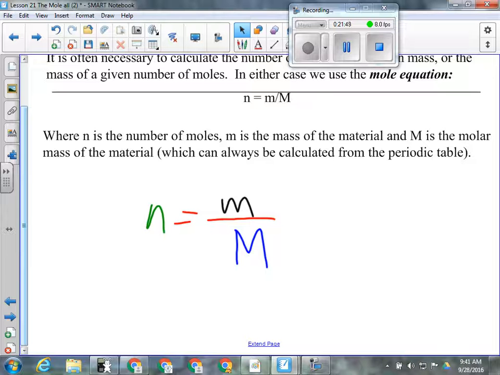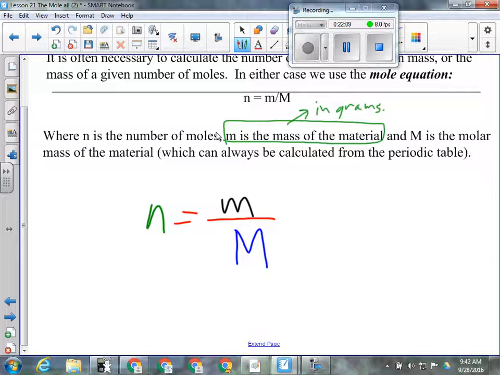So n is the number of moles. Little m is the mass, always in grams. That's the key thing here. It's very rare that you would get that given to you in kilograms. The mass of the material is always in grams, because in chemistry they deal with small things. In physics, we deal with big things, so everything's in kilograms in physics. And big M is the molar mass of the material. Capital M because it's two little m's, molar mass, added together. Whatever you've got to do to remember it.